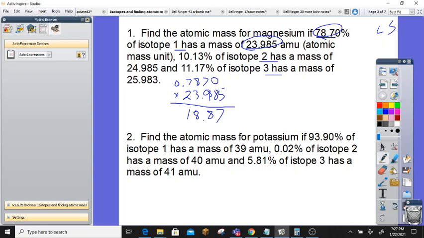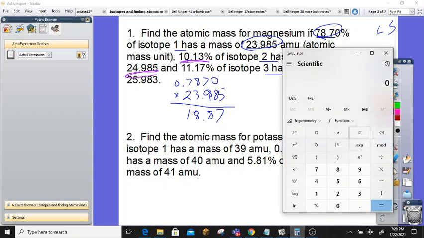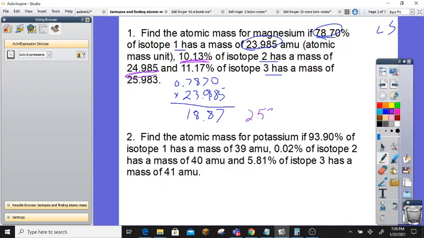So let me use a different color so that they can stand out. Those 2 purple numbers. So 10.13 is 0.1013. Okay, so remember, you're going to move the decimal for the percentages 2 times to the left. So 10.13 is 0.1013. I'm going to multiply these 2 numbers times 24.985, 2.53. Let's do the last one.